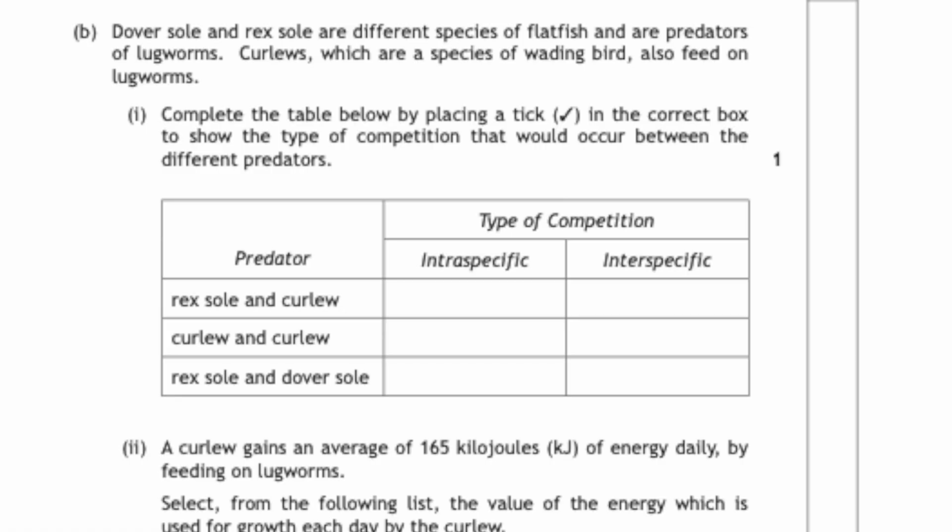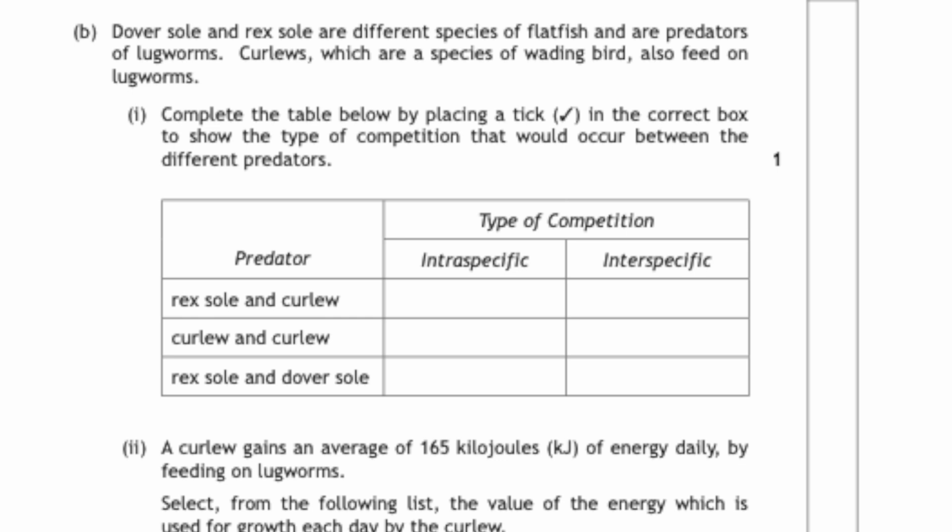Right, okay, so Dover sole and Rex sole are different species of flatfish and are predators of lugworms. So that just means they both want to eat lugworms. Curlews, which are a species of wading bird, also feed on lugworms, so they're all trying to eat the lugworms. There's a bit of competition going on there. Complete the table below by placing a tick in the correct box to show the type of competition that would occur between the different predators.